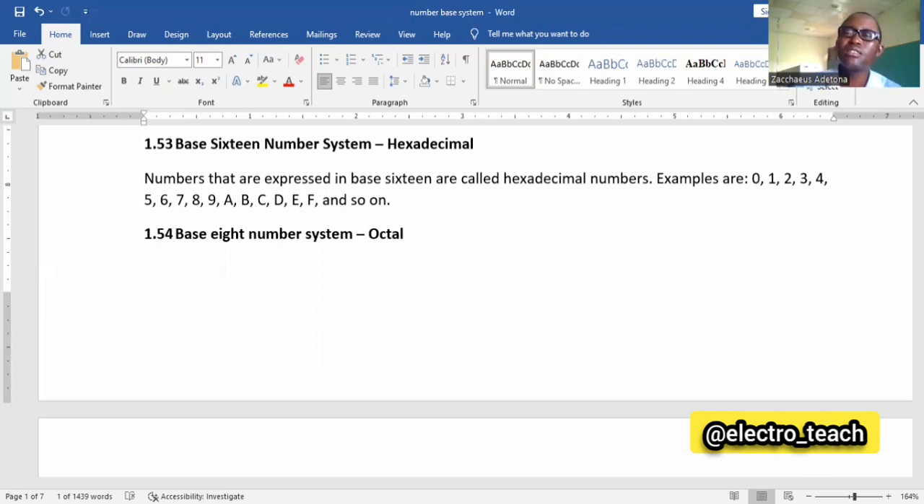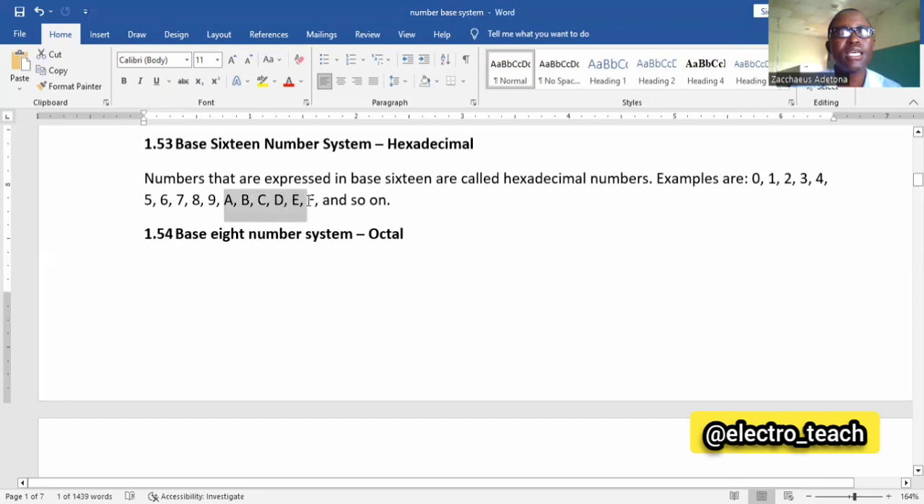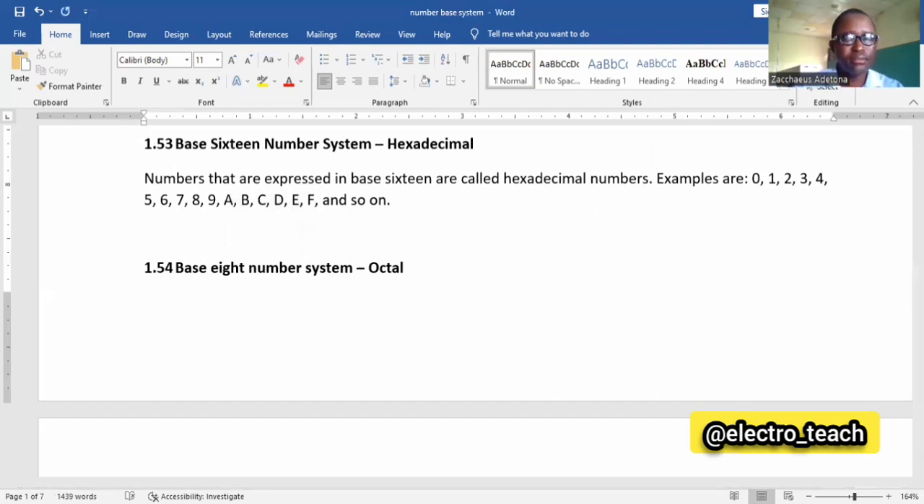Now, you see that all these numbers are written as single digits. There are no two numbers written together. When you get to 9 and are moving on to 10, the numbers are represented with alphabets. So A, B, C, D, E, F represent numbers in the hexadecimal system. For instance, A represents 10.